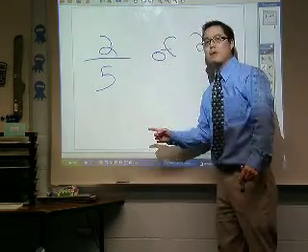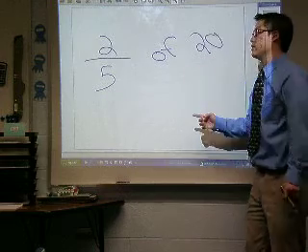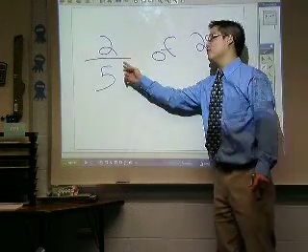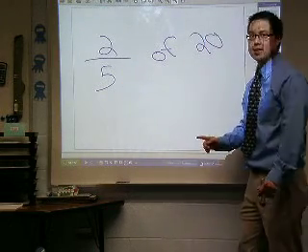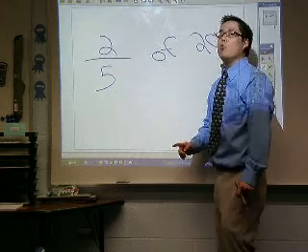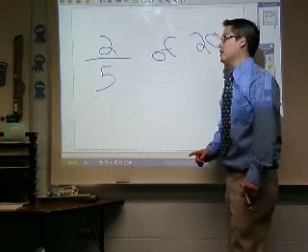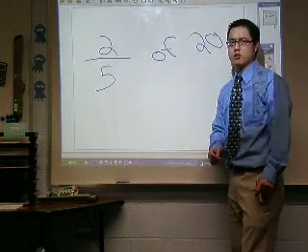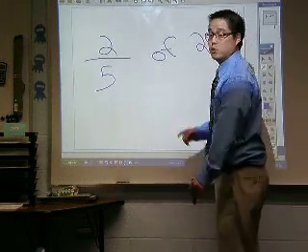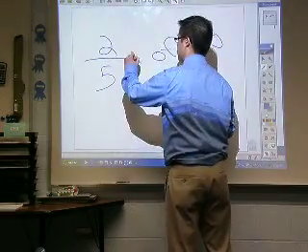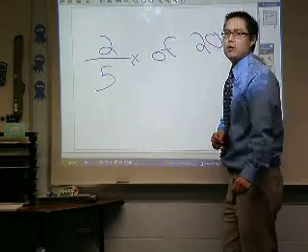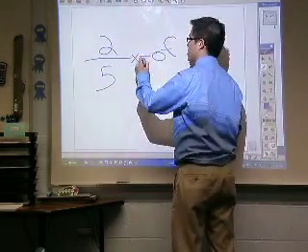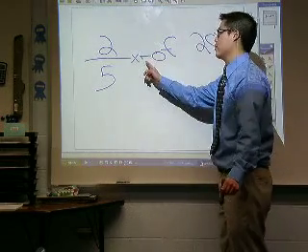Alright, this is the same exact problem that I just had on the board, but I'm going to show you how to do it a different way. 2/5 of 20 still says the same exact thing. Later on in your upper math classes, you're going to learn that of is just another math term, which means multiplication. So I need to draw a multiplication sign. Okay? Then I'm going to go ahead and draw my fraction line here, and I'm going to create another fraction.